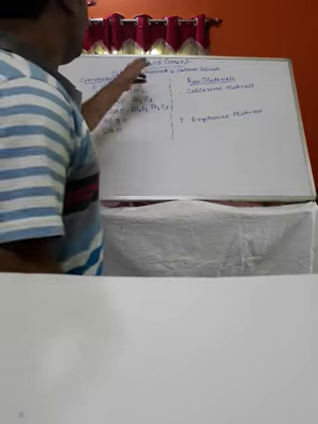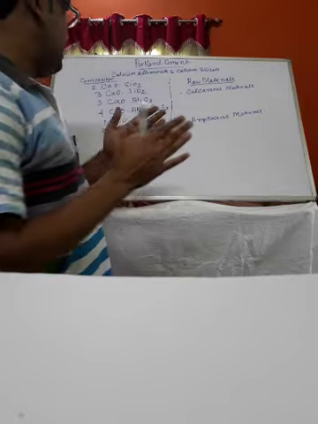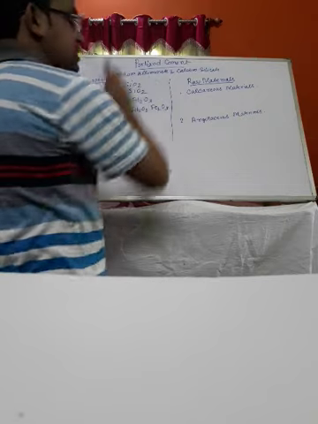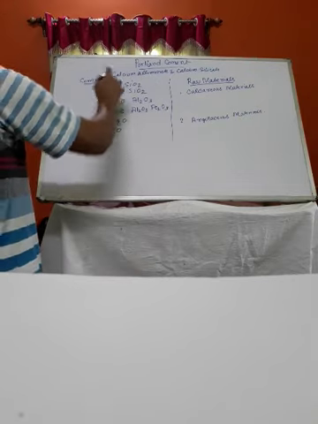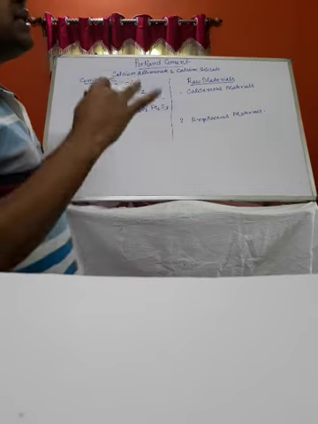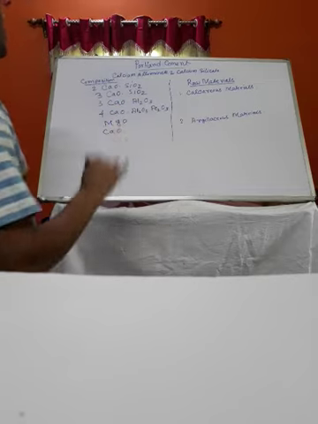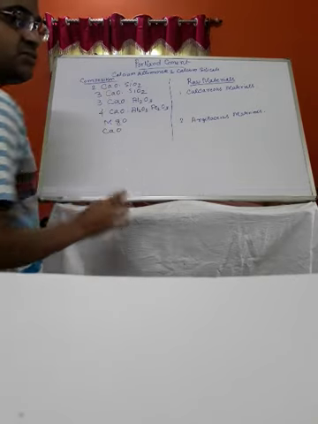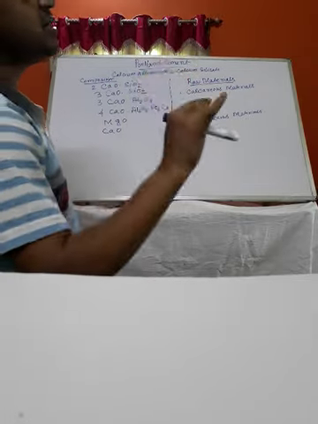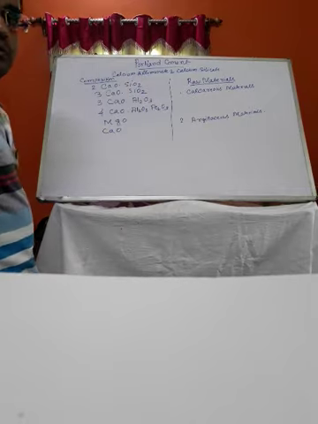Now Portland cement. What is Portland cement? Portland cement is the extremely fine powder form of calcium aluminate and calcium silicate, which later sets into a hard mass in the presence of water, and is called Portland cement.